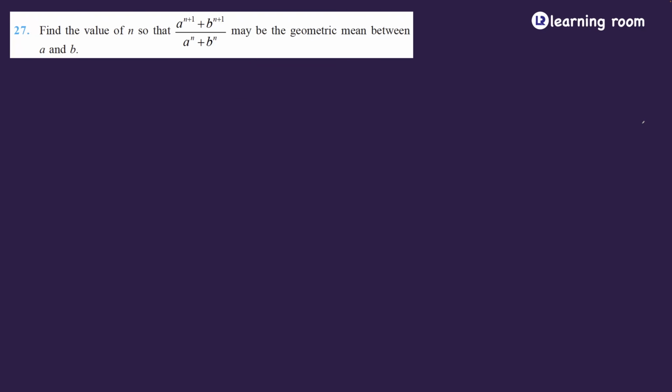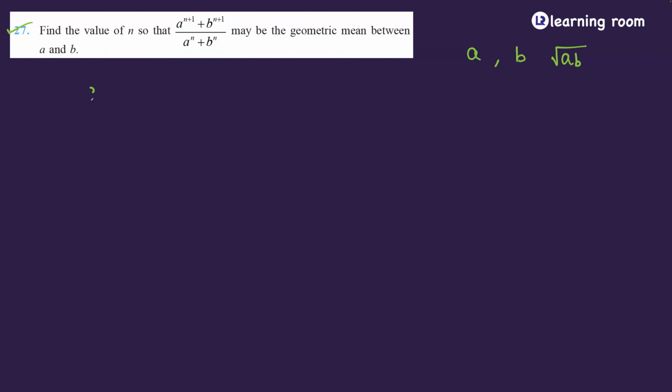The 27th question is, find the value of n so that a power n plus 1 plus b power n plus 1 divided by a power n plus b power n may be the geometric mean between a and b. So the two numbers are a and b. What is going to be the geometric mean of a and b? It is going to be the square root of ab.